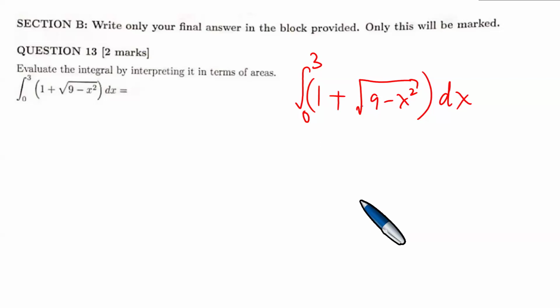Right, so now with the concept of using areas, we have the following.